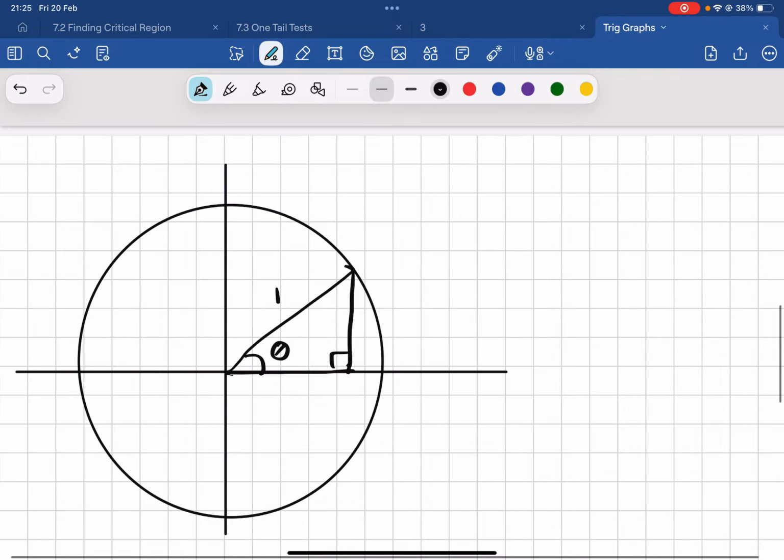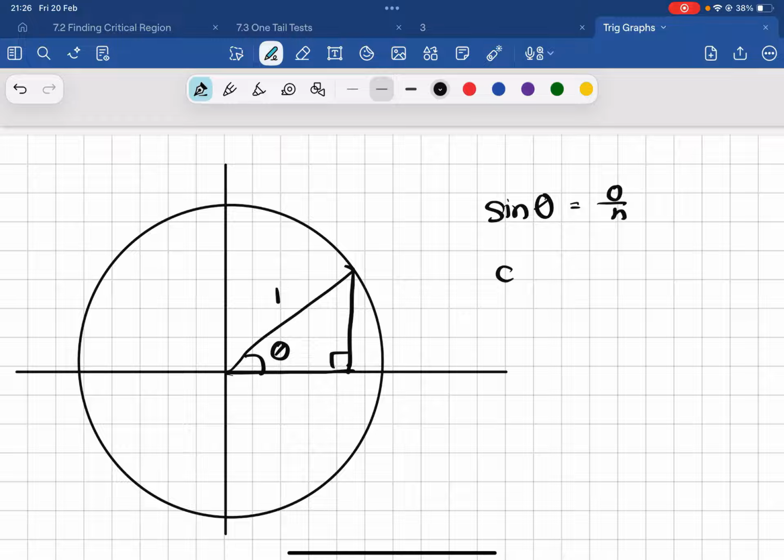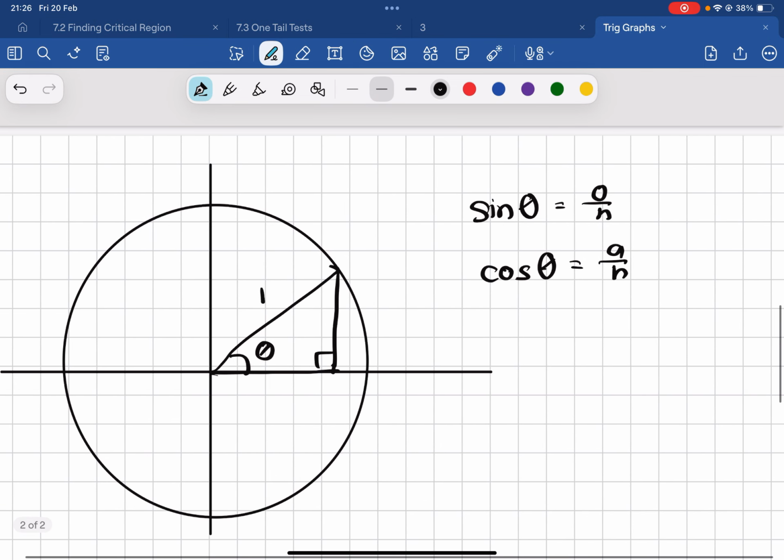So we just know from basic Year 9 trig that sine theta is opposite over hypotenuse. So let's write up here, sine theta equals opposite over hypotenuse, and cos theta equals adjacent over hypotenuse. Now in both cases the hypotenuse is just 1, so sine theta equals just the opposite length, and cos theta is just the adjacent.